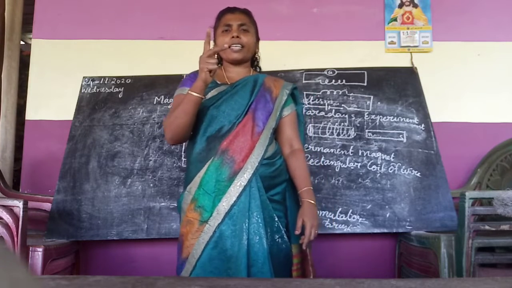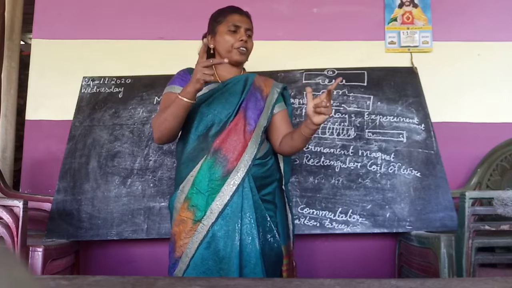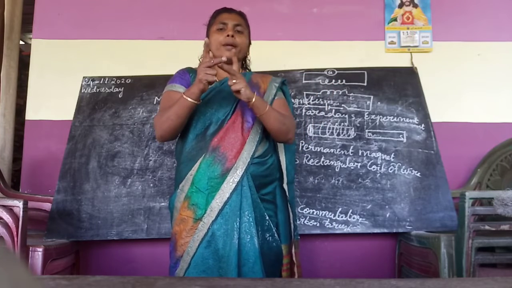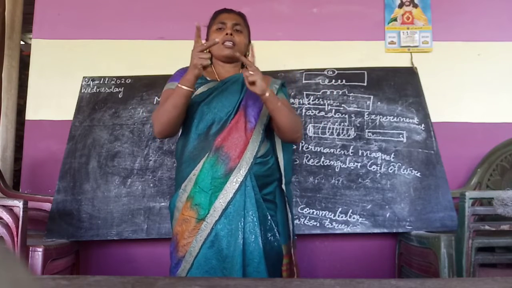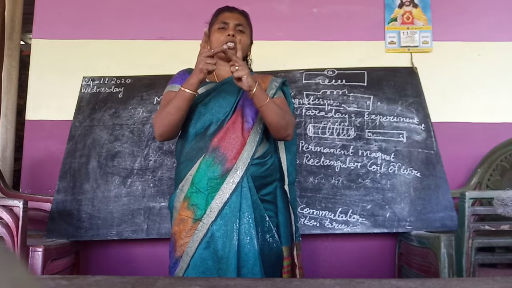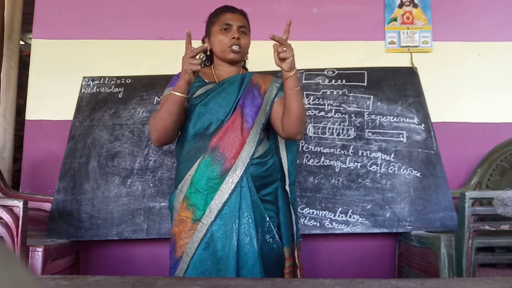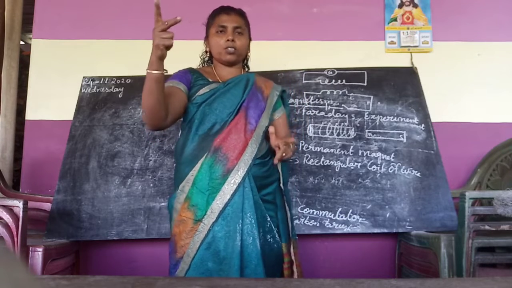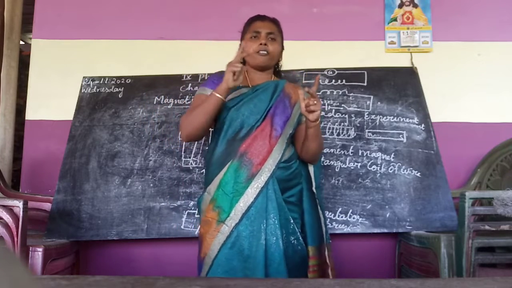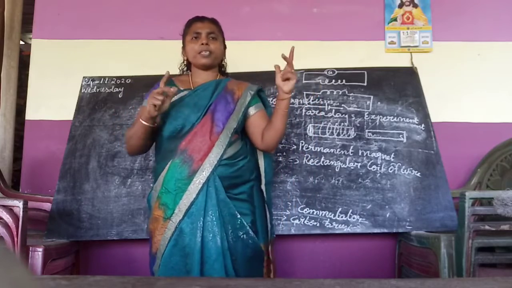Last class we learned the left hand rule. What difference have you found? There also stretch 3 fingers, here also stretch 3 fingers. But here in the right hand rule, the middle finger shows the direction of induced current, but there the middle finger shows the direction of current. Here induced current, there current. That is the real difference between Fleming's right hand rule and Fleming's left hand rule.